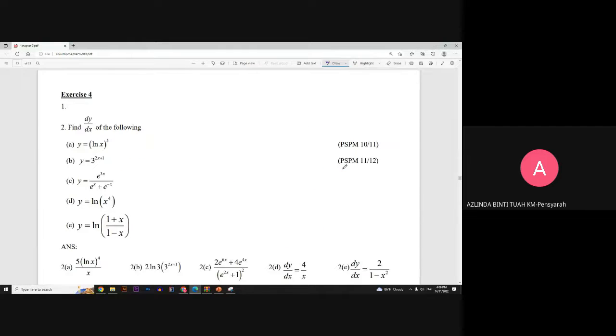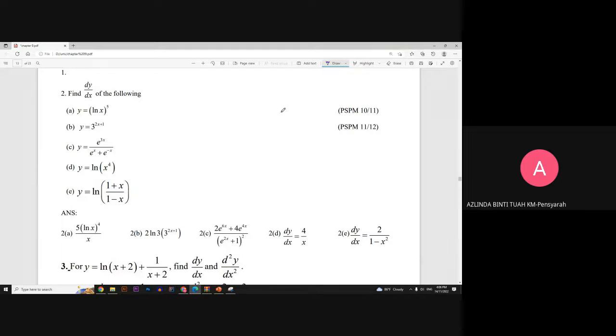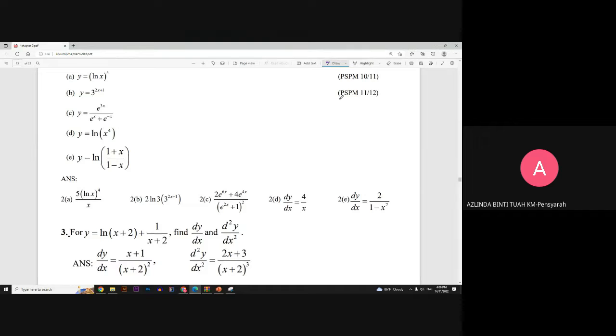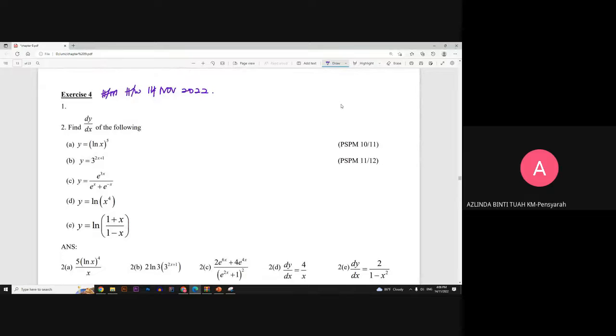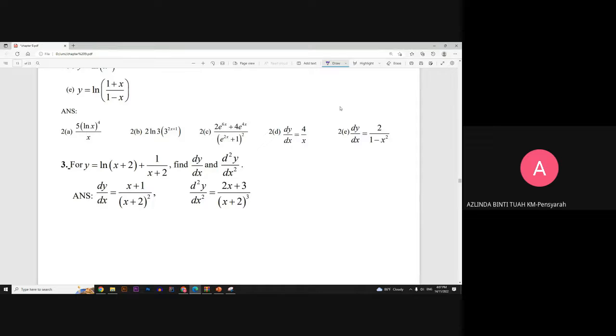So homework for today is exercise 4. Homework due 14th of November. Okay, I will check next class. All of you have the answers. As you can see, you can see examples of exam questions. How many questions are there here? Just one, two questions. 1, 2.